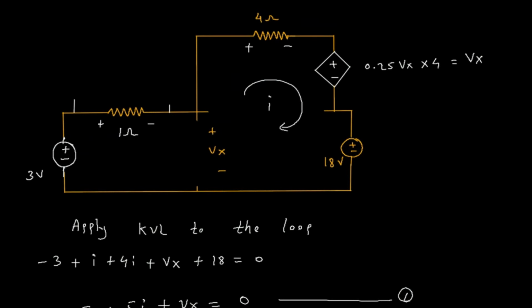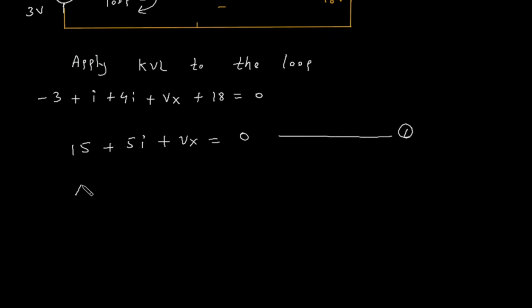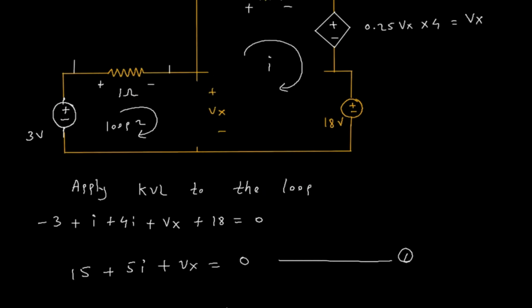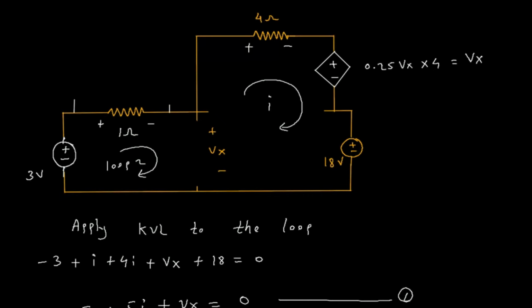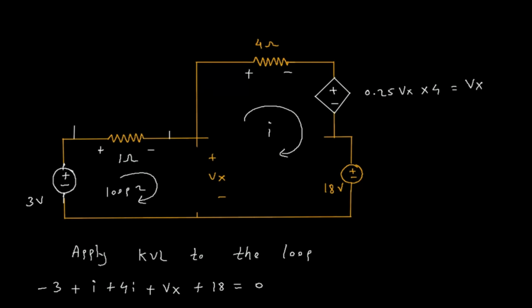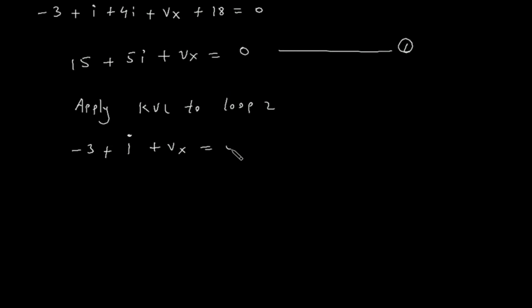Now let's say this is loop number 2. Apply KVL to loop number 2. So this will be minus 3 plus 1 into I plus 1 into I plus Vx is equal to 0. So from this, Vx is equal to 3 minus I. Let's say this is equation number 2.